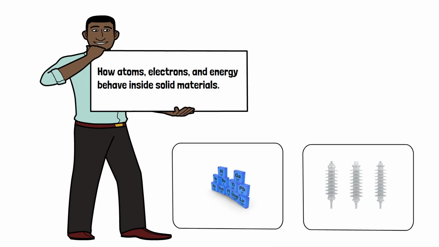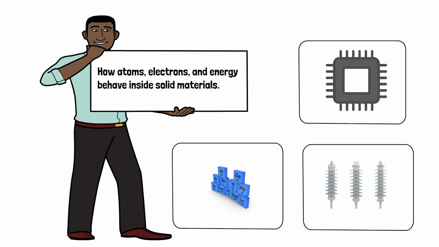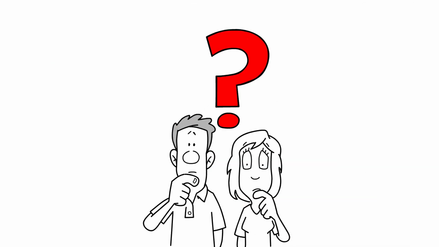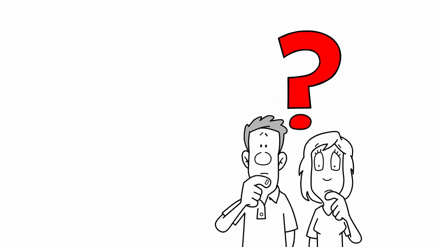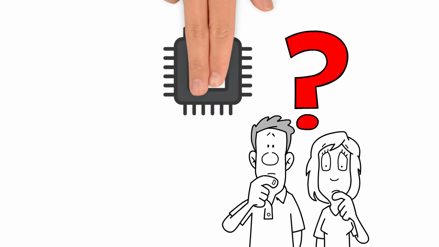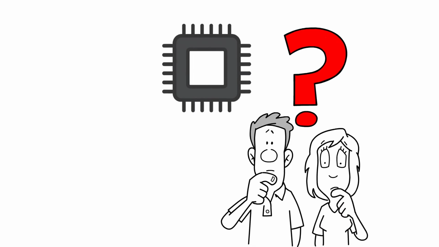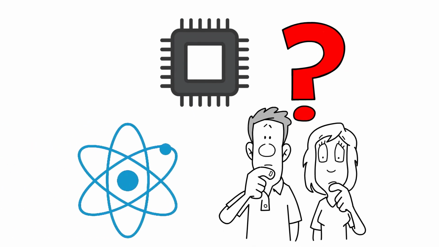Metals, insulators, and semiconductors are all defined by how their electrons fill these energy bands. And that's where the magic begins, in the semiconductors, where control over the movement of electrons allows us to control information itself.